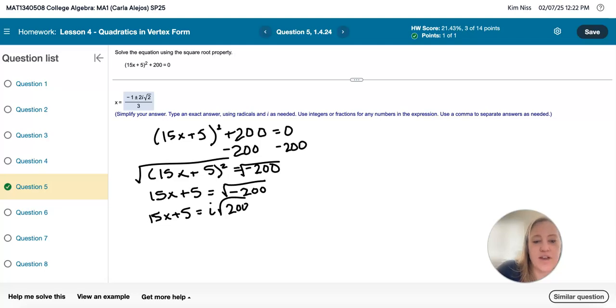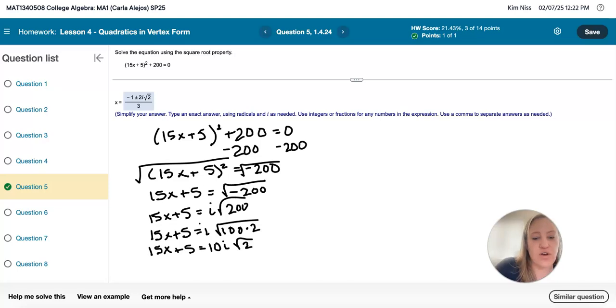Now we can simplify the square root of 200. The square root of 200 is the same as the square root of 100 times 2, and 100 is a perfect square. It's 10 times 10, right? You can square root that. The square root of 100 is 10. So we're going to pull that 10 out, so that turns it to 10i square root 2.